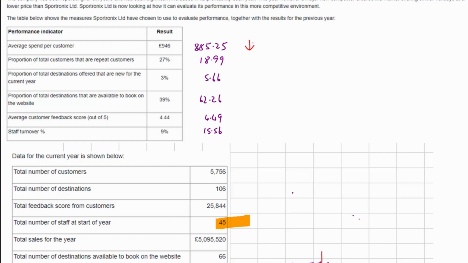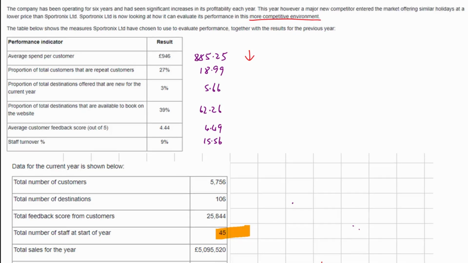So just making that statement in your answer that the average customer spend has reduced is going to get you credit. So why do we think it's reduced? Well, in the scenario, it told us that there was a more competitive environment where we have a new competitor come in and they're offering similar holidays at a lower price. So potentially we've lost customers to this new competitor, but also we may have brought down our prices to be more competitive with this competitor. So reduced customers and reduced prices may be the reason for this.